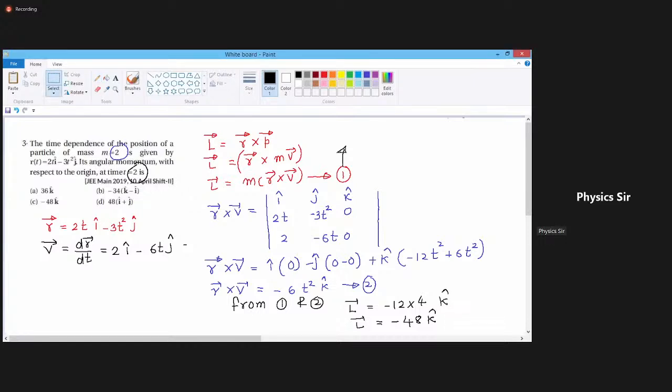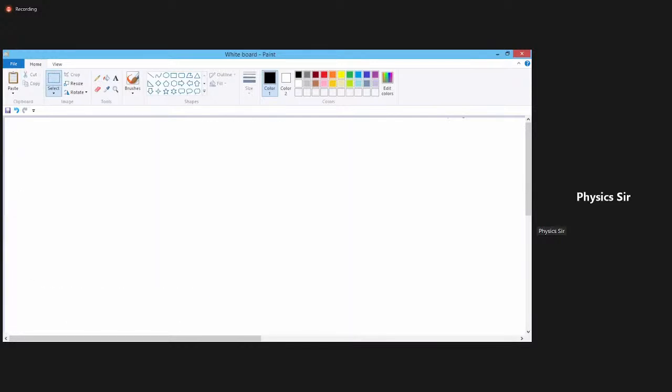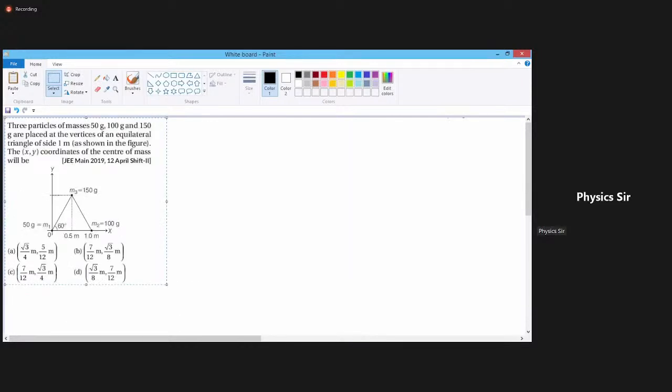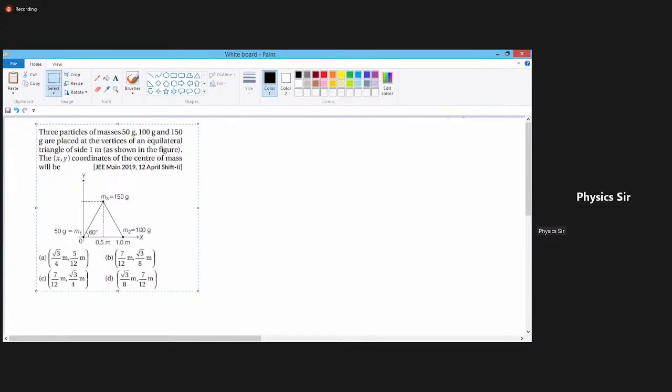Okay. So I can take the next question. The next question is here. 3 particles of masses 50 gram, 100 gram and 150 gram are placed at the vertices of an equilateral triangle of side 1 meter. So this is the diagram.